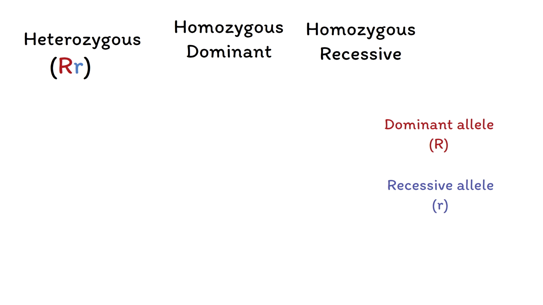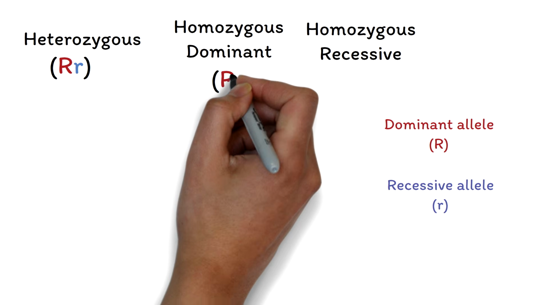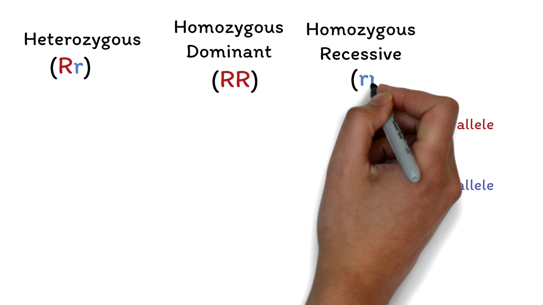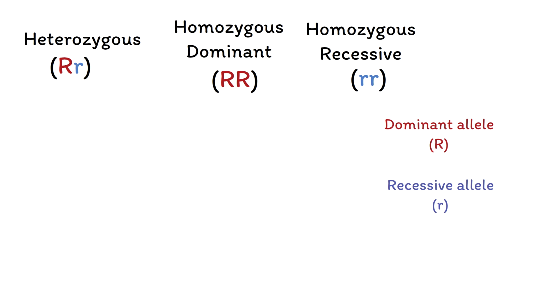Homozygous dominant refers to having two identical copies of the dominant allele. In the case of tongue rolling ability, an individual who is homozygous dominant would have the genotype RR, indicating that they have two copies of the dominant allele and are able to roll their tongue. Homozygous recessive refers to having two identical copies of the recessive allele. In the case of tongue rolling ability, an individual who is homozygous recessive would have the genotype rr, indicating that they have two copies of the recessive allele and are unable to roll their tongue.